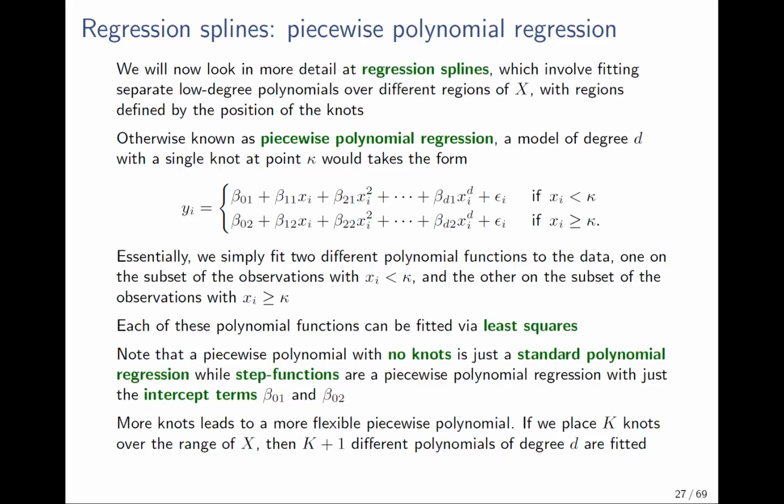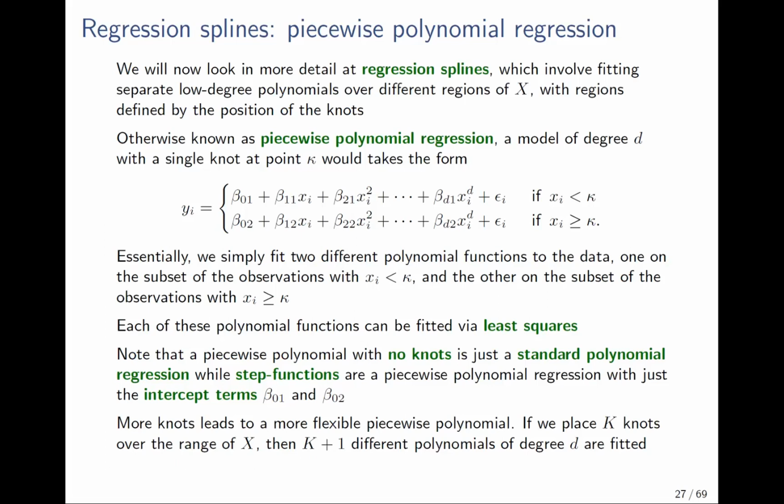But step functions are a piecewise polynomial regression with just the intercept term. So if we remove all of the x terms and the powers of x and just have beta 0, beta 1 and beta 2, that would be a step function. So that demonstrates quite nicely how polynomials and step functions are being brought together in semi-parametric regression.